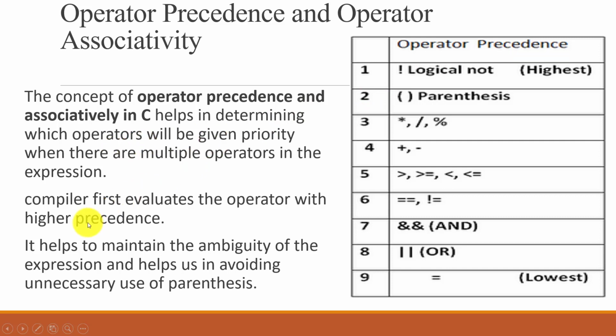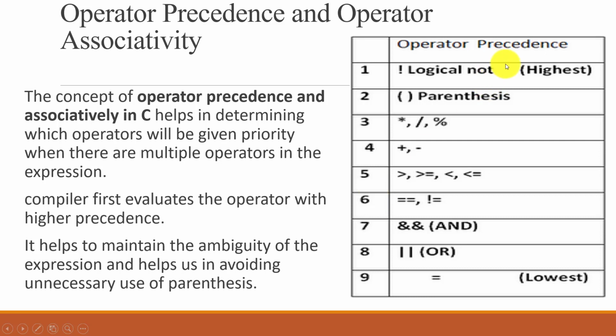Now why are we using precedence? Because we have to remove the ambiguity of the expression. An expression is a combination of operators. It might be parenthesis, multiplication, greater than or equal to, division, plus, minus, etc. So we can remove the ambiguity of the expression by avoiding unnecessary parentheses or unnecessary orders.